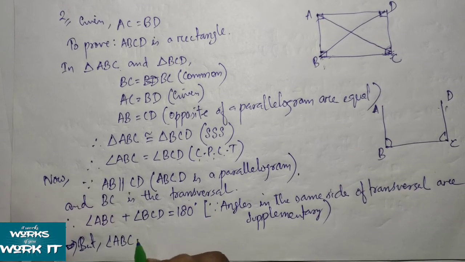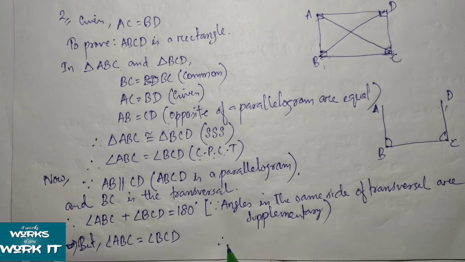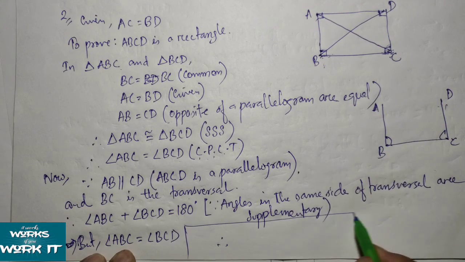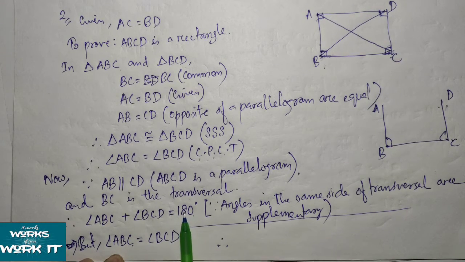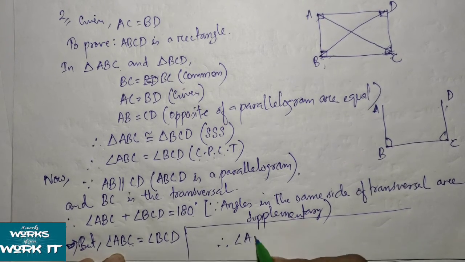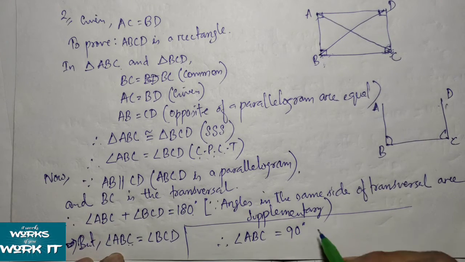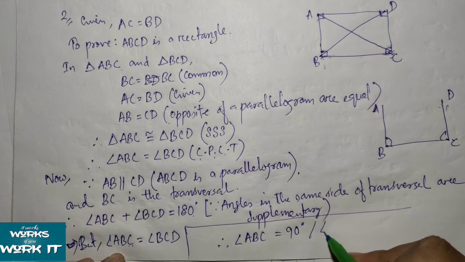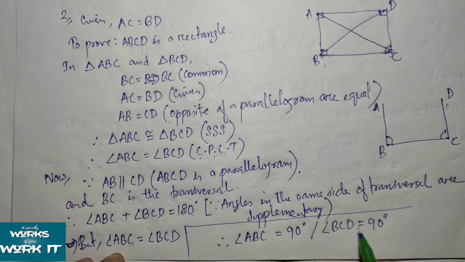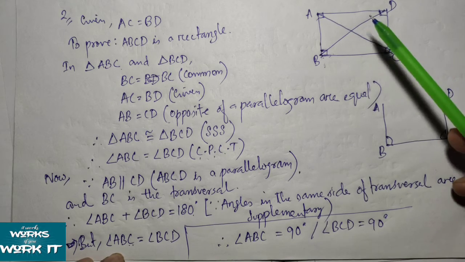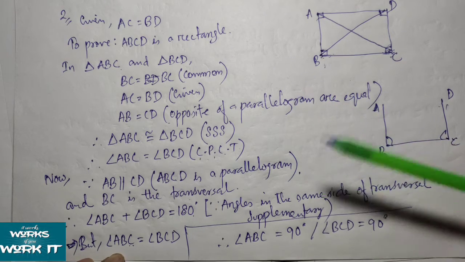But angle ABC is equal to angle BCD. Therefore, both the angles sum to 180 degrees, so angle ABC will be equal to 90 degrees, and so angle BCD will also be 90 degrees. Using this result we can show all the angles are 90 degrees by the same steps.